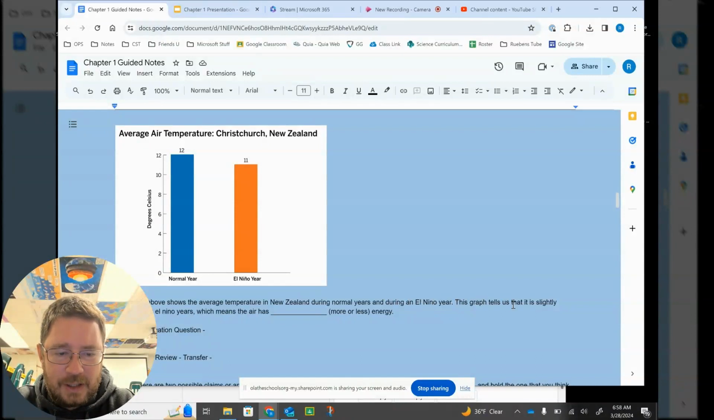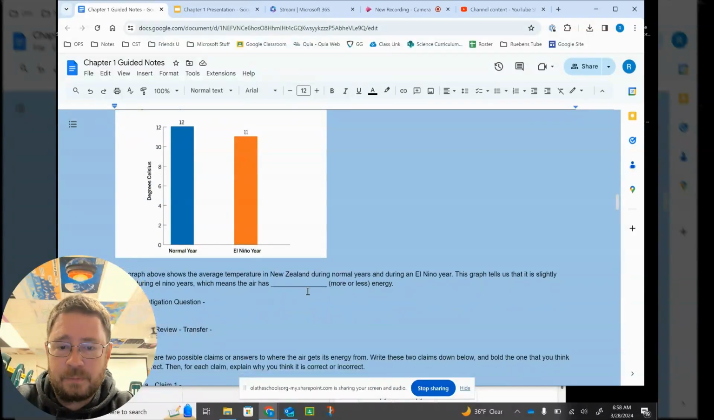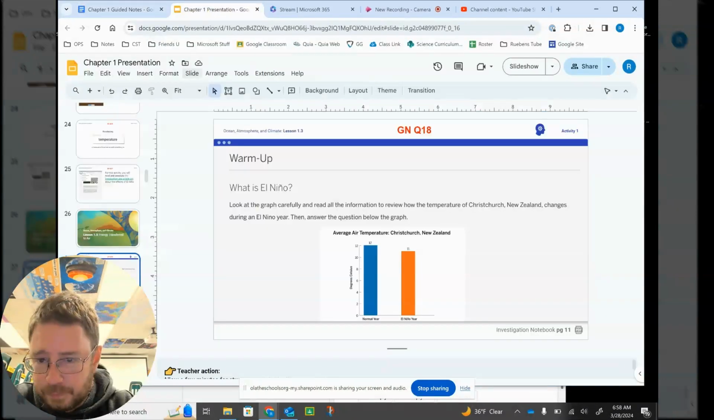The graph tells us that it is slightly cooler during El Nino years, which means the air has blank energy. Is it going to have more energy or less energy when it is cooler? The answer here should be less energy.